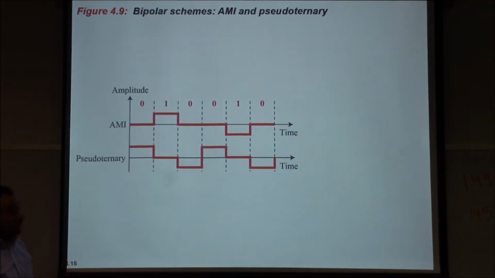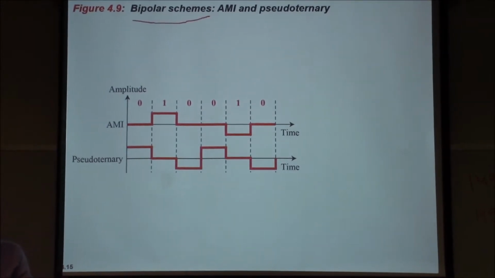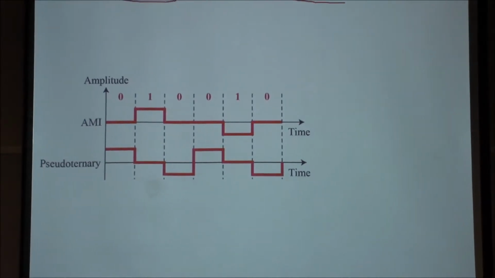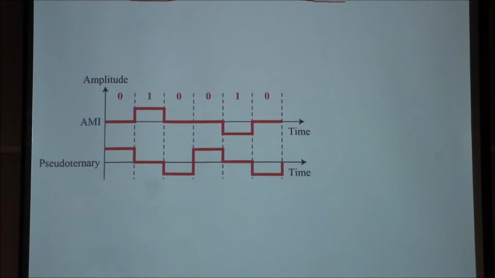The other category we want to talk about is the bipolar schemes. We have 2 techniques here, one called AMI and the other called Z2 ternary. AMI is alternate mark inversion. What do we mean by mark? In the Latin language, mark means 1. So alternate 1 inversion. When we have a 1, we will alternate the polarity. That's what AMI means.